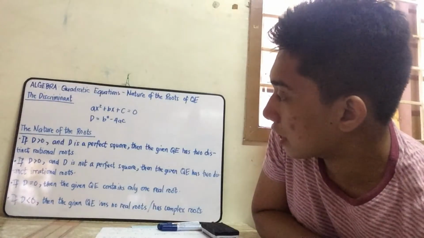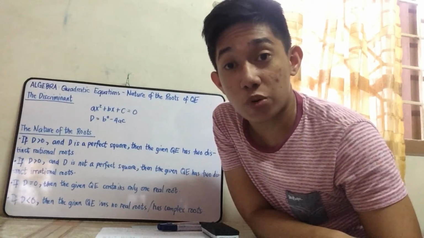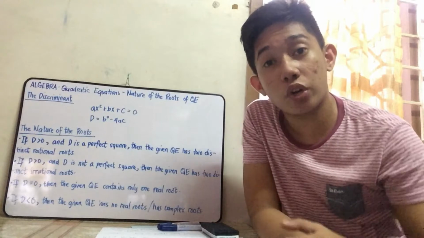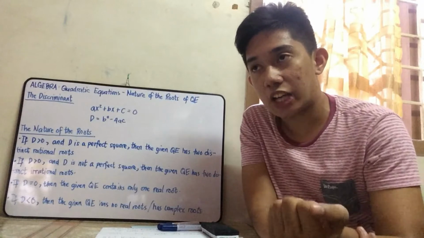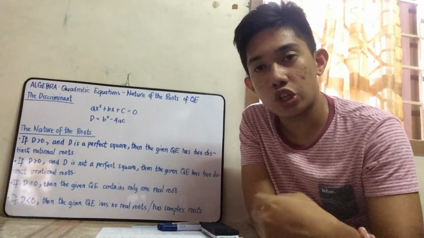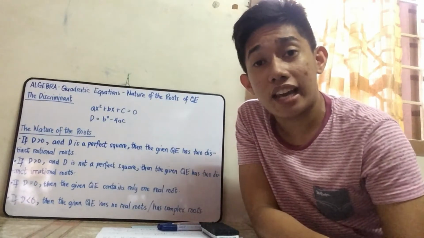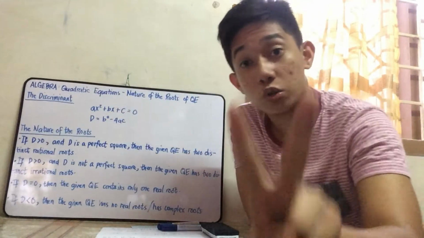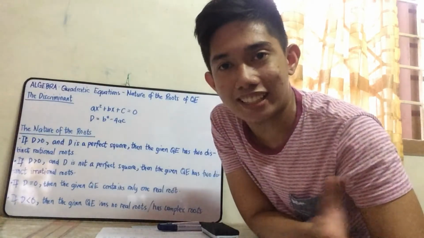So, for the first case, if D, or your discriminant, is greater than 0, pero ang D mo is perfect square, then you will expect that your quadratic equation is having 2 distinct real roots or rational roots. So when we say rational, alam niyo na yan, yung common knowledge na rational. Then distinct, magkaiba. So dalawang roots ang ina-expect natin pag ang discriminant mo is greater than 0, then it is a perfect square.